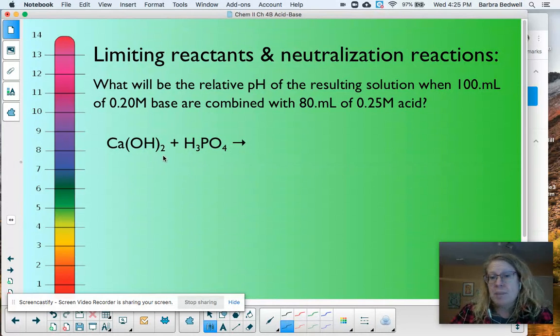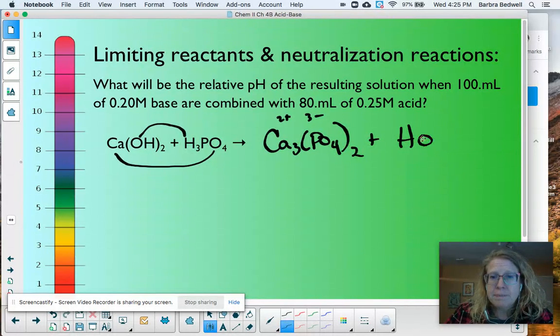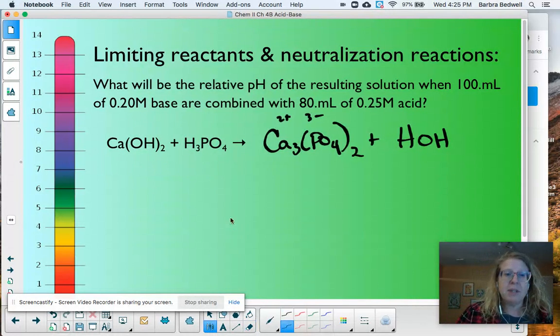So with this, your first step, again, is to figure out what your products are. Again, it's going to be a salt and water. In this case, it's going to be calcium phosphate, Ca3(PO4)2. Phosphate is a 3- charge and calcium is a 2+. Just as a reminder, that's where these subscript numbers are coming from. And water. So there's our two products. Don't forget, you do need to balance your equation. They're not always one-to-one, and this one is specifically not one-to-one.